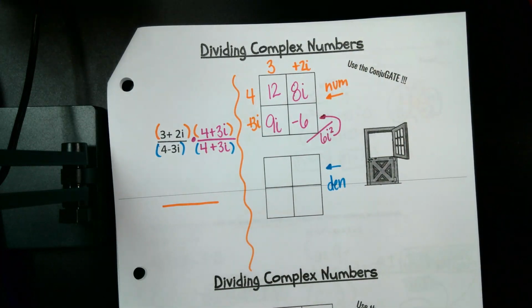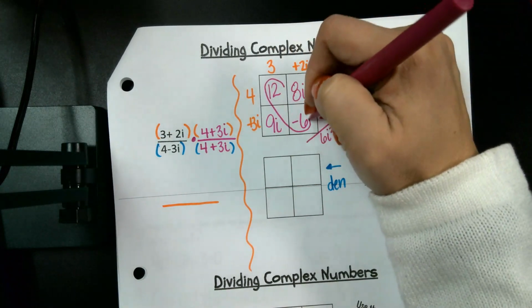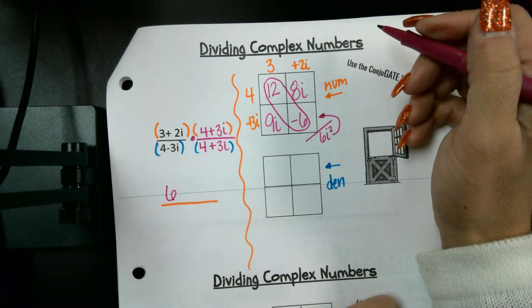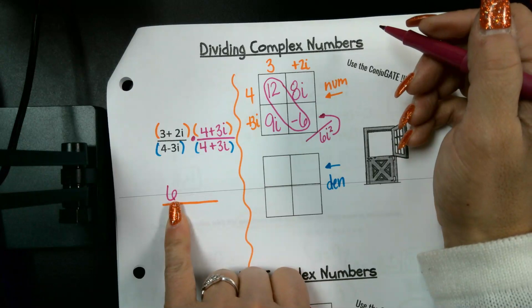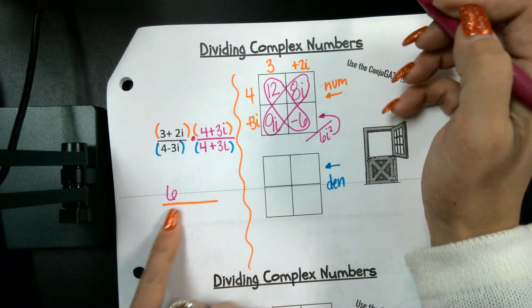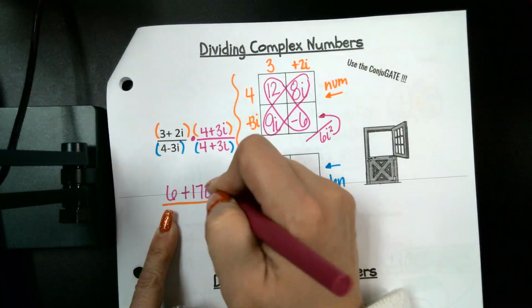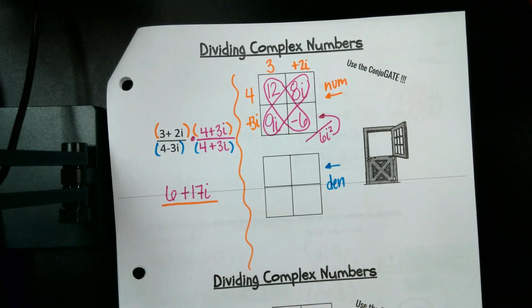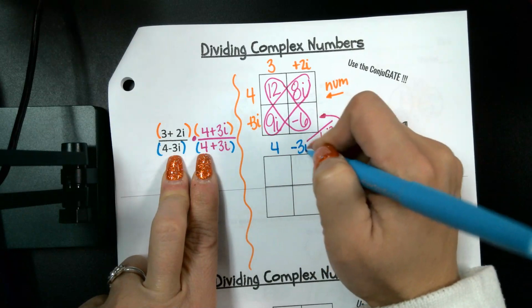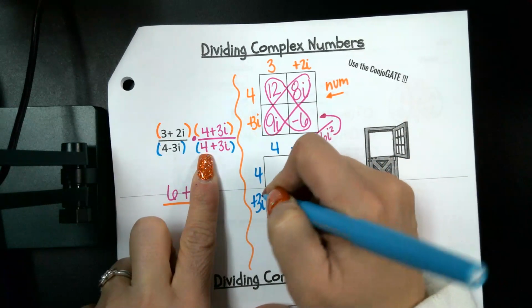Okay, box is filled out. We do 12 minus 6 to get 6. So that's our new numerator. And then 8i plus 9i, 17i. Okay, so good news, numerator is done. Now all we have to worry about is the denominator, which I'm going to do in blue. Okay, so we have the two denominators being multiplied together, so 4 minus 3i and 4 plus 3i.